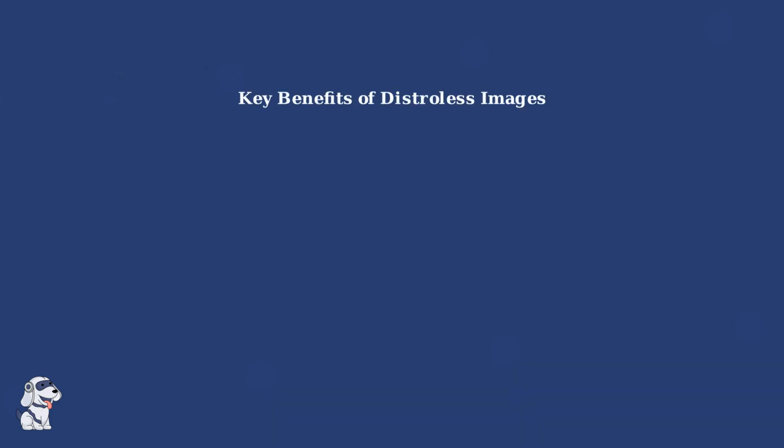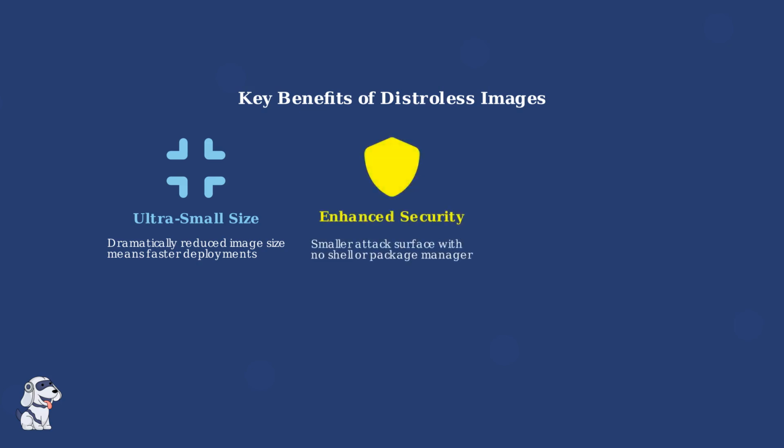Distroless images provide three major benefits that make them ideal for production environments. First, they're ultra small in size. Without unnecessary components, distroless images are dramatically smaller, leading to faster deployments and reduced storage costs. Second, they provide enhanced security. With no shell or package manager available, attackers have a much smaller attack surface to exploit if they gain access to your container. Finally, they're production optimized. Distroless images contain only what's absolutely necessary to run your application, making them perfect for production deployments where reliability and efficiency matter most.